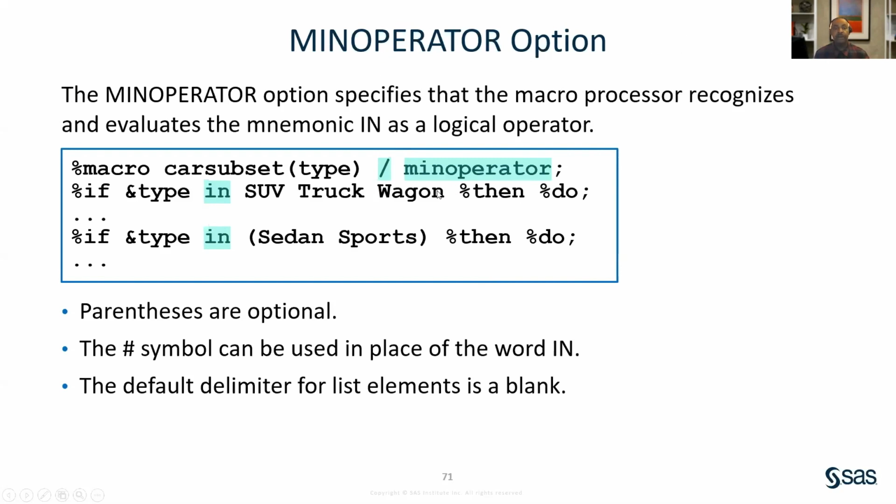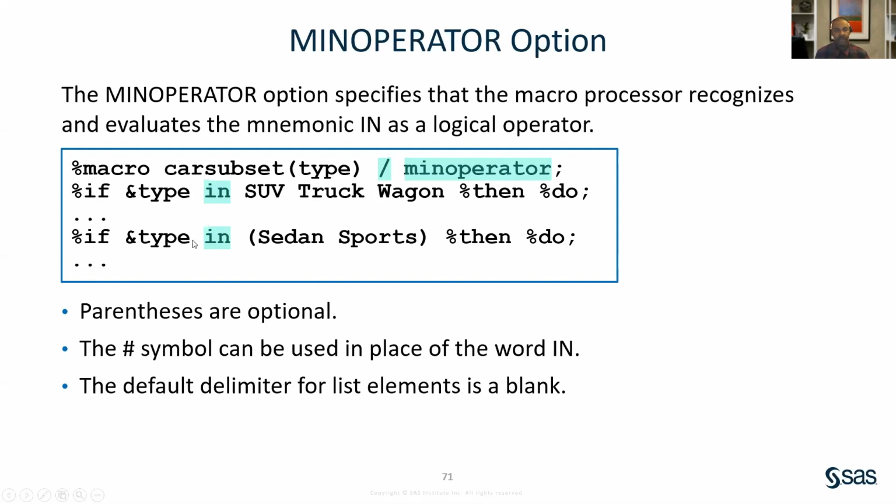That stands for macro in operator, such that on the percent if, ampersand, for example, type, checking the value of this macro variable to see if it's in this list. For this in to be treated like a macro in operator, you have to use this option. And what it will do is check to see if it's SUV, truck, wagon. If it's one of these, percent then, percent do whatever. No quotes needed, no commas needed, no parentheses.